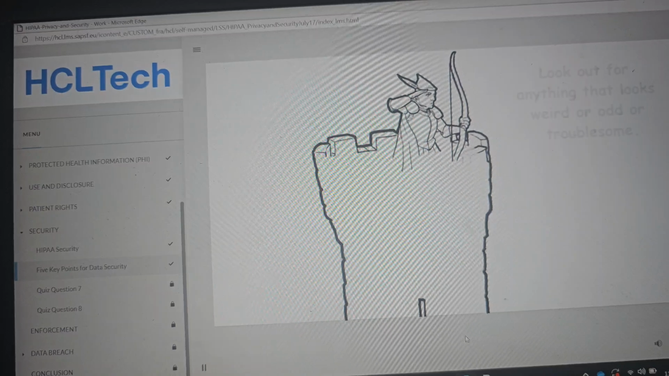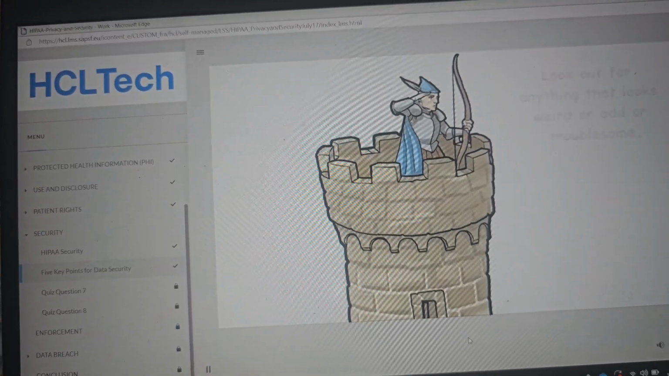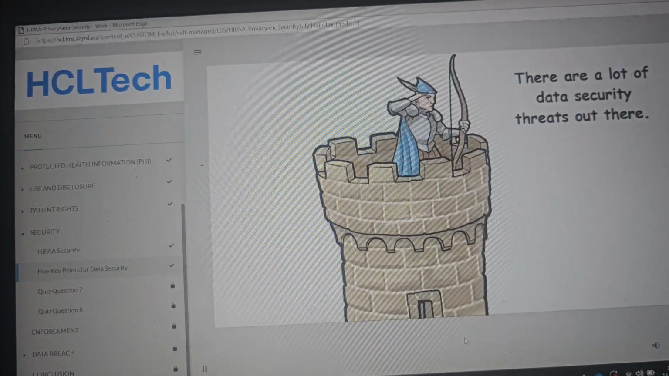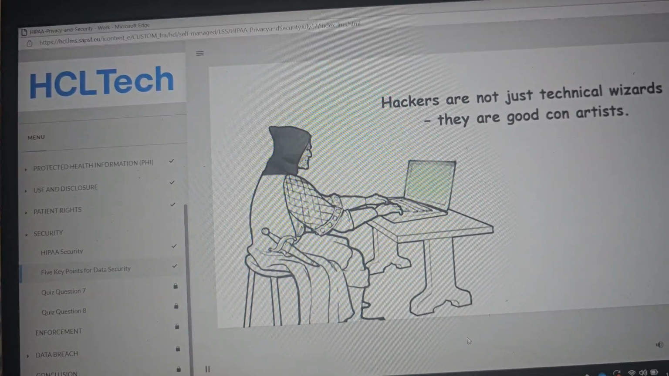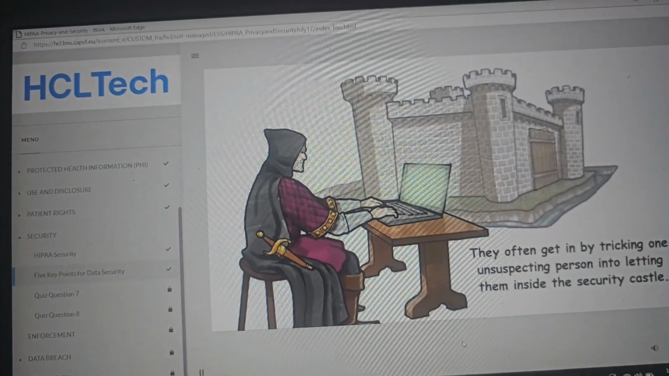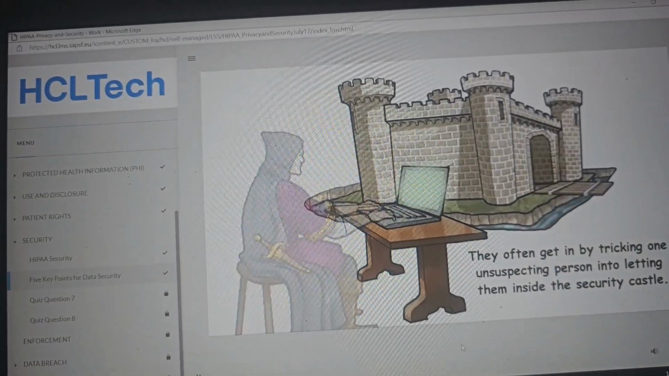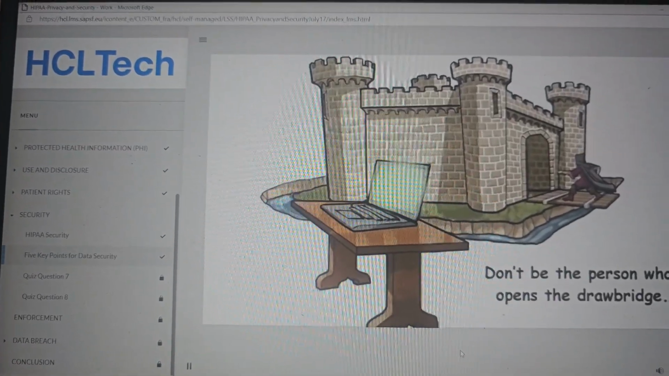Be vigilant. Look out for anything that looks weird or odd or troublesome. There are a lot of data security threats out there. Hackers are not just technical wizards, they are good con artists. They often get in by tricking one unsuspecting person into letting them inside the security castle. Don't be the person who opens the drawbridge.